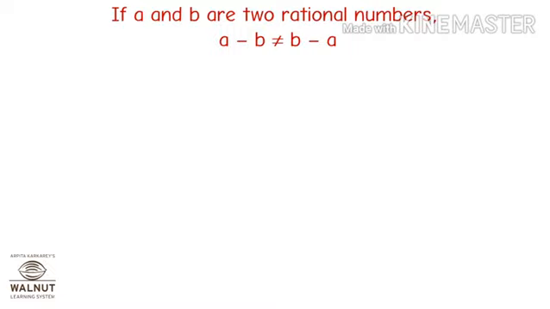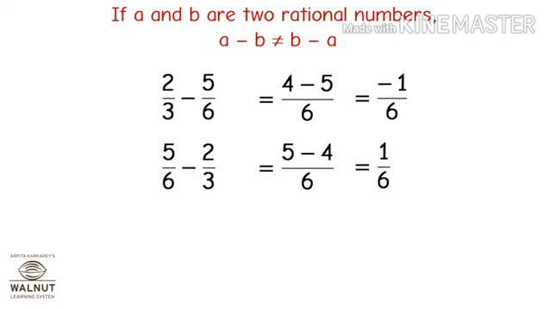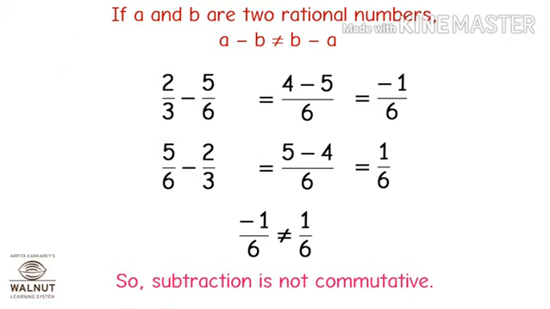Let's take another example. 2 upon 3 minus 5 upon 6 is equal to 4 minus 5 upon 6, which is equal to minus 1 upon 6. Whereas 5 upon 6 minus 2 upon 3 is equal to 5 minus 4 upon 6, which is equal to 1 upon 6. Minus 1 upon 6 is not equal to 1 upon 6. So, subtraction is not commutative.